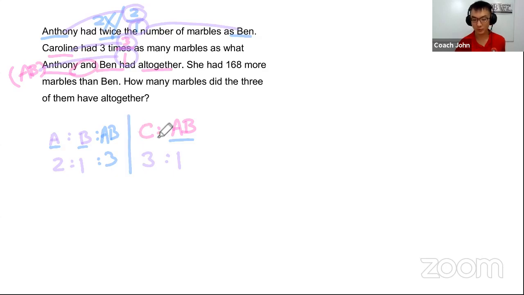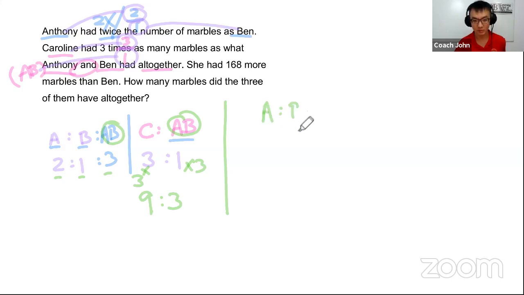Now, for repeated identity, you want to find the final ratio to use that to solve. So you circle A and B because you have to make them the same. And you ask yourself, what is the common multiple of 3 and 1? It is 3. So you keep this as it is, but you times 3 here. So it's 9 is to 3. So if you want to really write down the final ratio, A, B, C, then maybe you want to write down total.